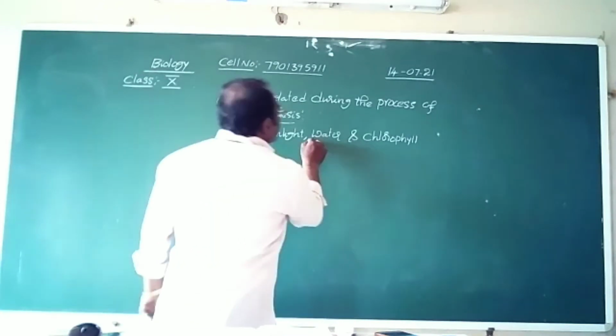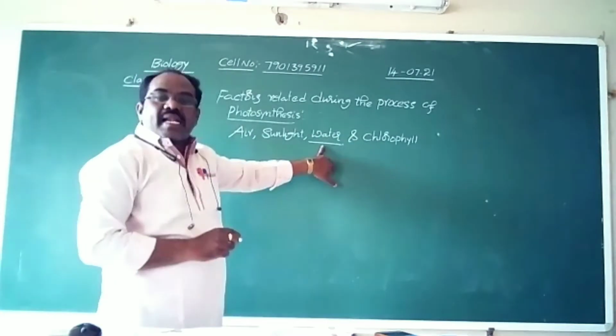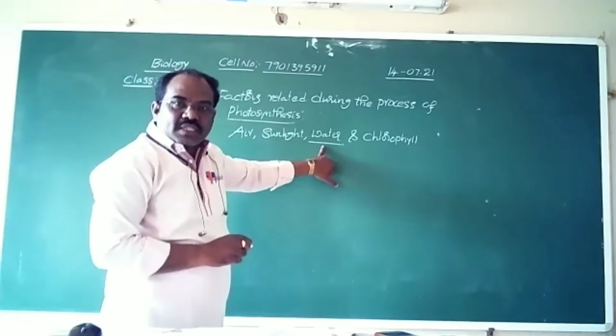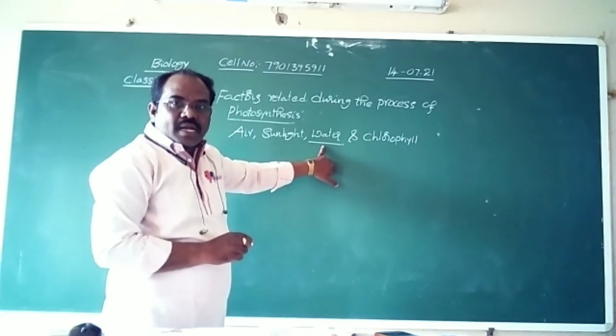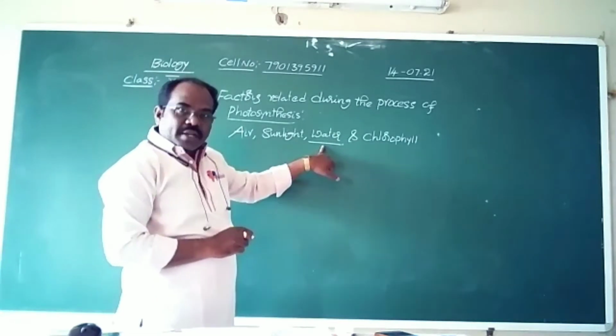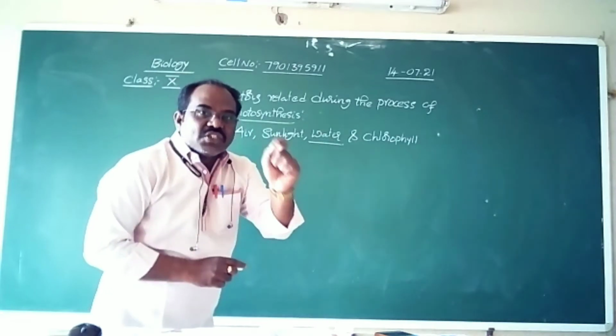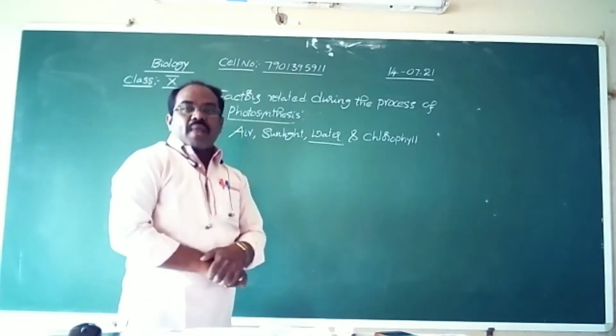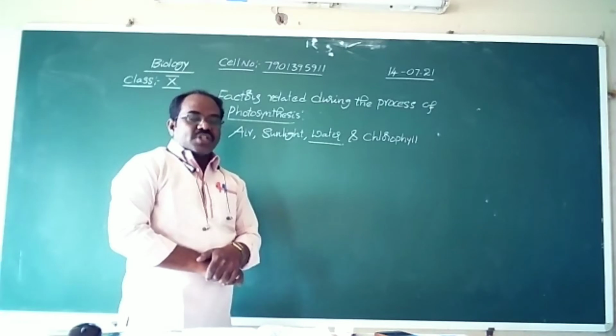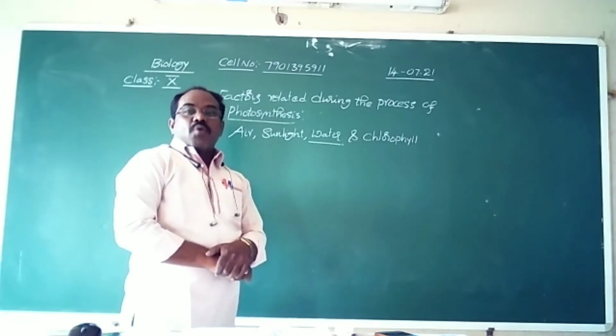In the previous class, we already explained one of the internal factors of photosynthesis, water. Water is essential for the growth of the plant body.